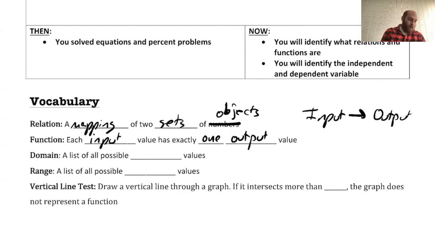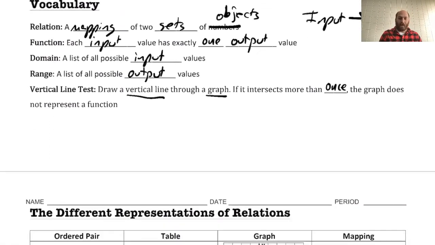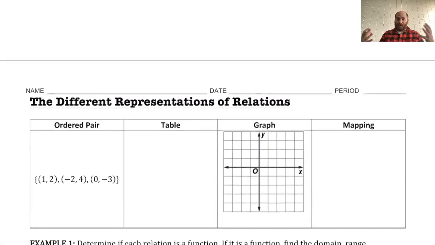Domain. So this word means it's a list of all possible input values. The range is a list of all the possible output values. So we'll get more specific into domain and range as we work through here. Vertical line test. This is a special test that can help us on a graph. So if you draw a vertical line through a graph, if it intersects more than once, the graph does not represent a function. You'll see that when we go into more of the test when we show some graphs.